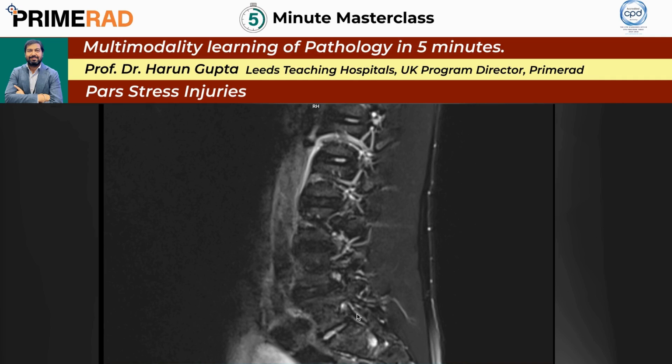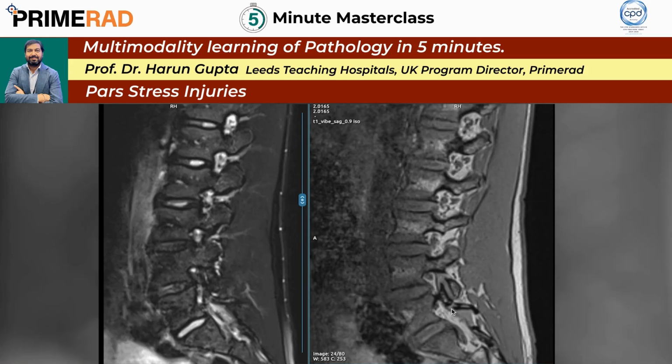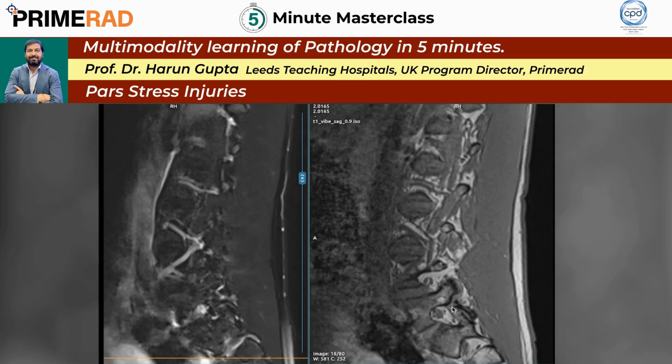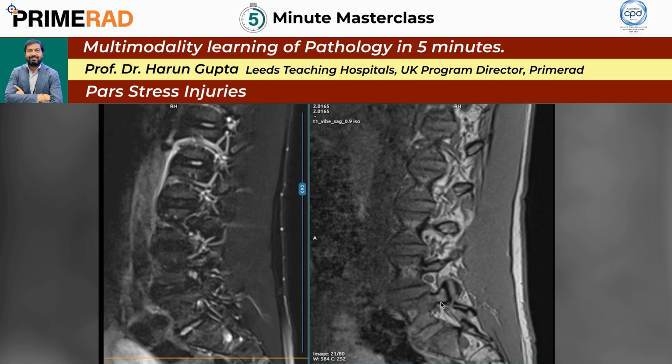Now let's look at the same thing on the T1 vibe sequence. This on the right side is the T1 vibe sequence, and on the side which appeared quiet and normal, where there is no edema in the bone or soft tissue and the pars appears to be in continuity on the T2 fat saturated sequence, on the T1 vibe we can clearly see that there is a pars defect. There is no significant gap here, but clearly there is a pars defect. This is how the T1 vibe sequence can be very useful in these cases, particularly as it picks up the anatomy quite well.